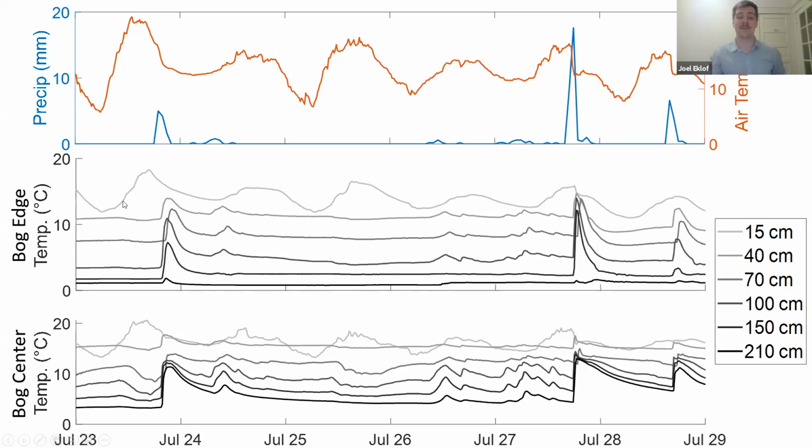Additionally, at the bog edge, we see more significant warming at those shallower depths than we do at the bog center. And then at the bog edge, we see incremental warming when a rain event happens. So we see 5 to 10 degrees of increased temperature at those bog edge temperature sensors. Whereas at the bog center, we really see a collapse of those temperatures, all meeting at the same temperature.